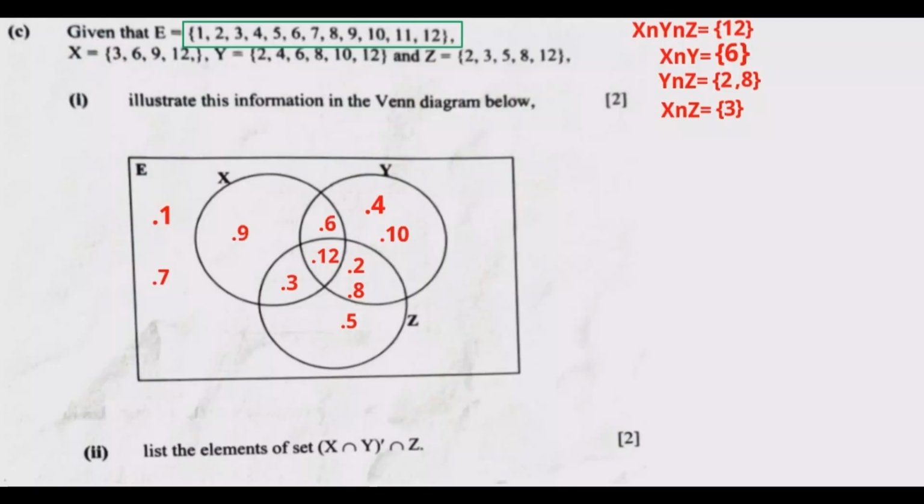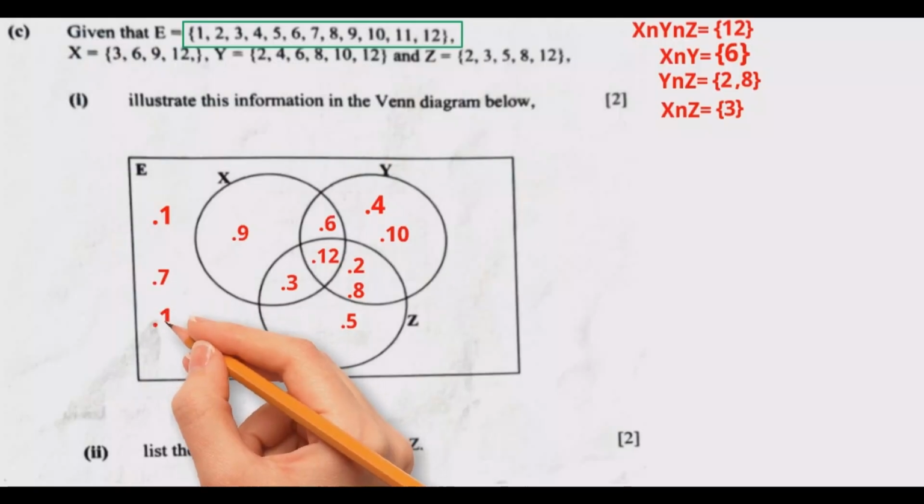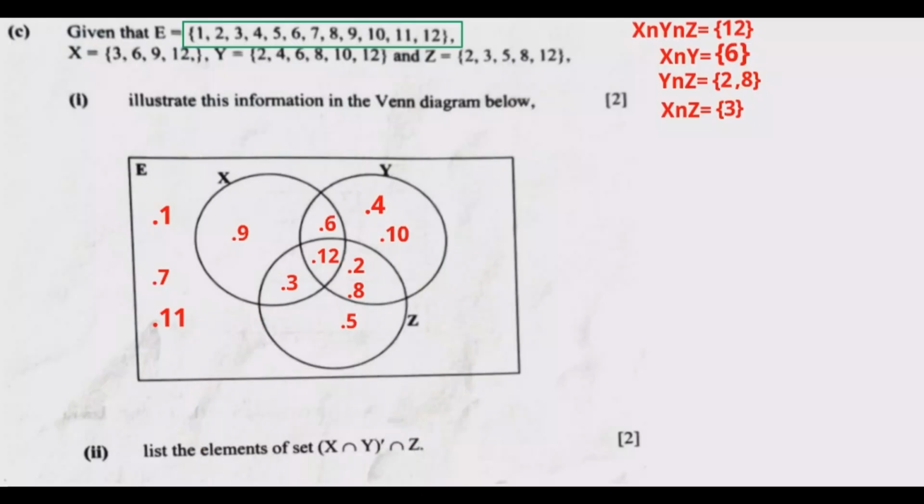Can we see a 10? Yes, we can see it. Can we see 11 in the Venn diagram? No, we can't see 11 in the Venn diagram. So we record 11 again, outside the sets. Can we see 12 in the Venn diagram? Yes, it was recorded. So there we don't record 12. So basically, that's how you illustrate the information in the Venn diagram like that.